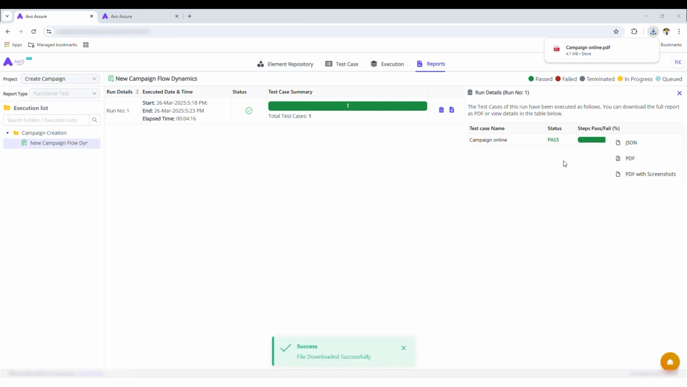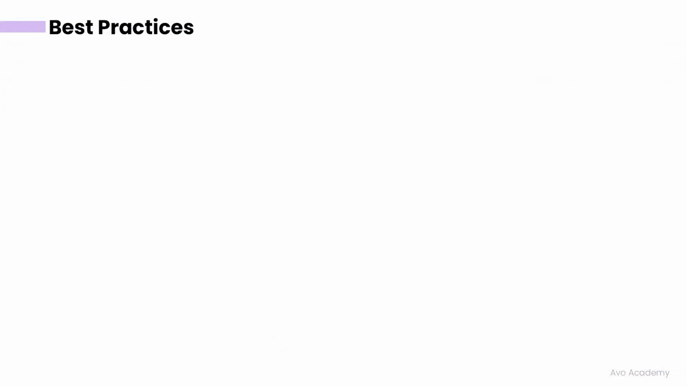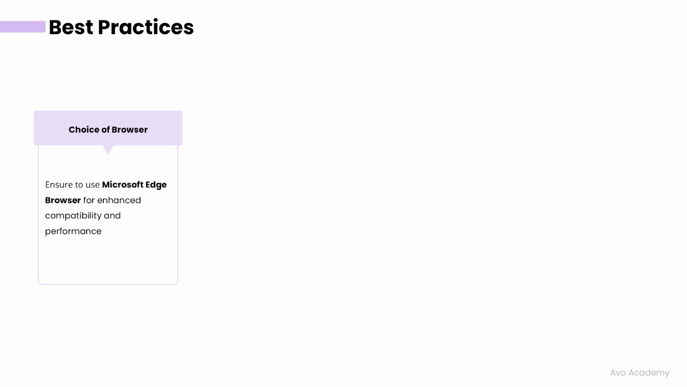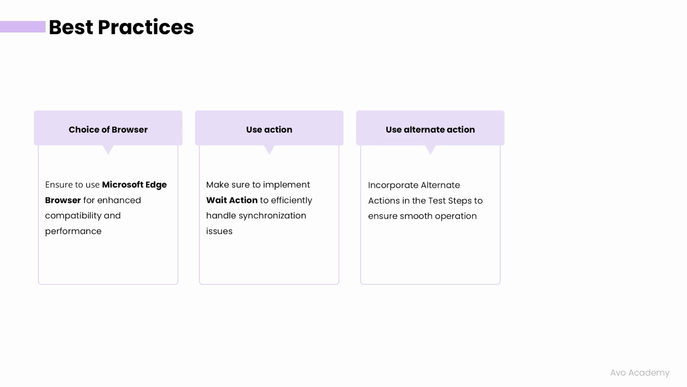Now that the process of automating MS Dynamics application using Avo Assure is clear, let's now see a few best practices to be followed for smoother operation. First is, ensure to use Microsoft Edge browser for better compatibility and performance when performing the automation. Ensure to implement wait actions to handle synchronization issues during execution. Use alternate actions when designing the test steps to eliminate any errors or halt.